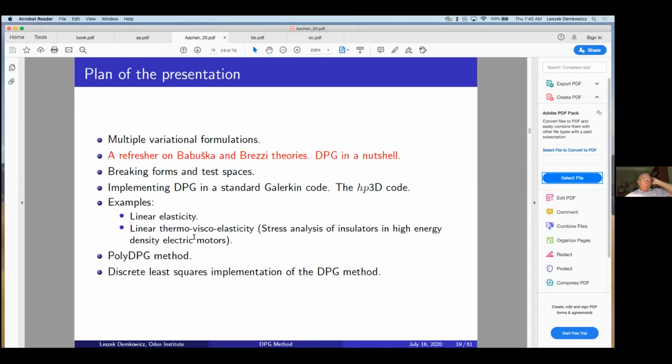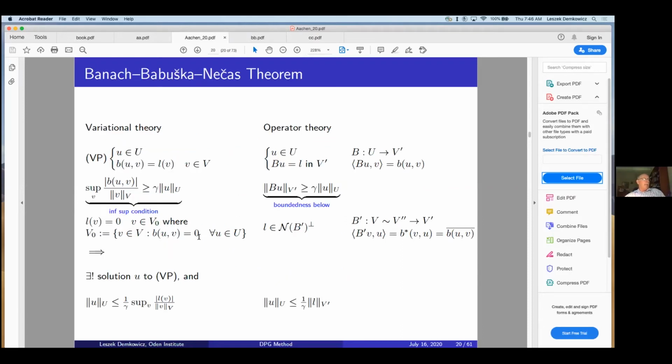Part two. A refresher on Babuška and Brezzi theories and a very quick introduction to the concepts behind DPG. What I usually start with is exactly this variational formulation that we had a moment ago, the abstract variational formulation, and the Banach–Babuška–Nečas theorem, or Babuška–Nečas theorem, stating conditions under which this variational problem is well posed.